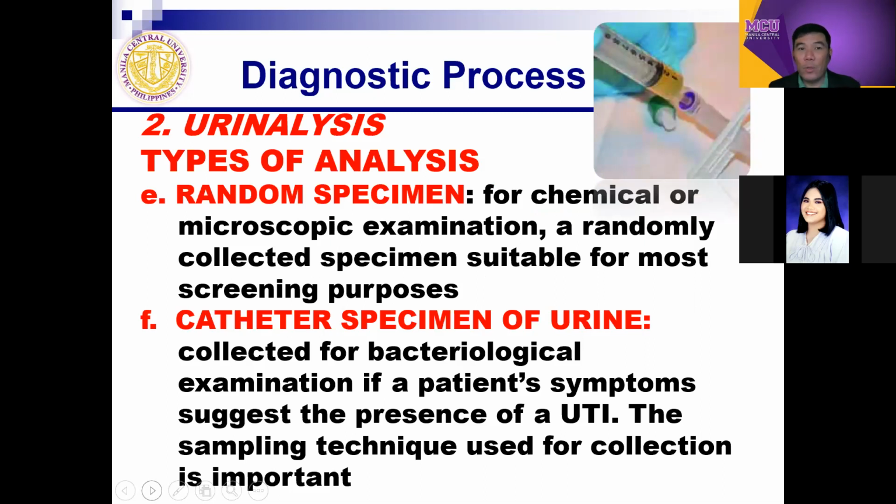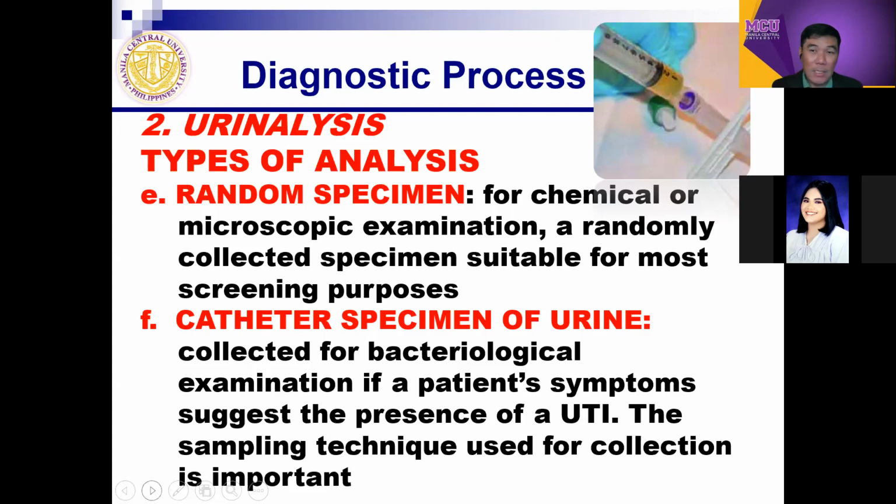The other one is collection for 24 hours. For the random specimen, these are the urine analysis or the specimen samples that are collected at a specific time or as requested, so that may not need any preparation. For the catheter specimen of urine, the urine sample will come from the catheter.